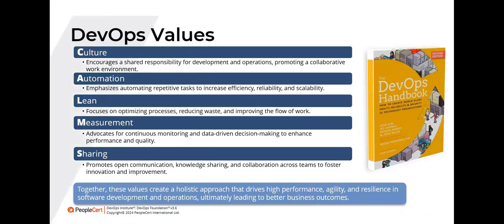There are five underlying values that DevOps is based on. The acronym is CALMS. It stands for culture, establishing a shared responsibility for development and operations, promoting a collaborative work environment. So that's not just a statement. This is the idea that if, let's say you're trying to deliver a product or feature, and somebody in the team is falling behind, you don't just sit there and watch and say, well, I'll wait. You try to collaboratively work with them and help them.